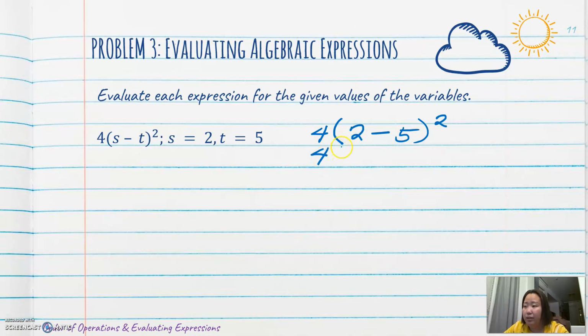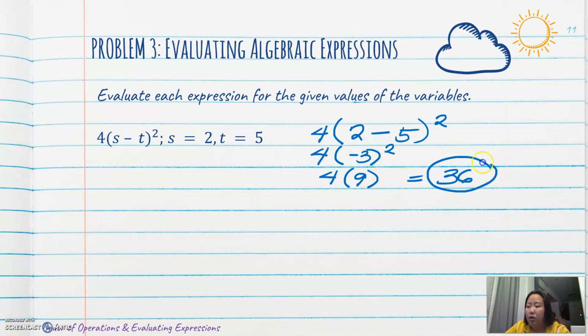That will be 4 times 2 minus 5, which is negative 3, and you have that exponent 2. So grouping symbol is done. Now what operation are we left with? We have multiplication and exponent. Exponent takes precedence. So this will be 4 times negative 3 squared, which is positive 9. And if we find the product of 4 and 9, this will be a single value of 36.